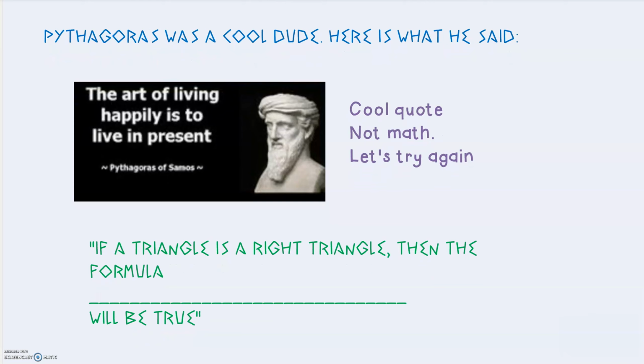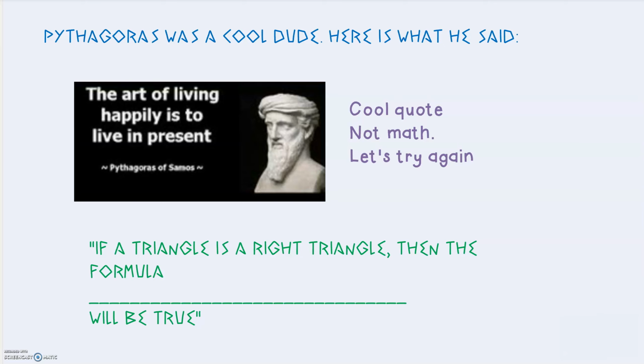All right, so there was this guy, and his name was Pythagoras, and he was a pretty cool dude. And here's what he said. The art of living happily is to live in the present. Whew, I love that quote. It's such a great quote. It's not a math quote. We gotta try again, because this is math.